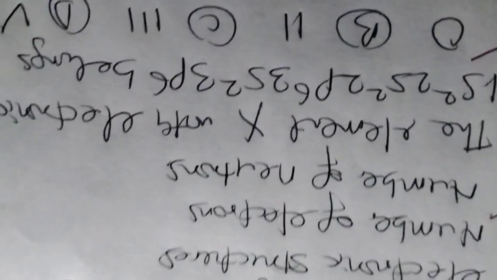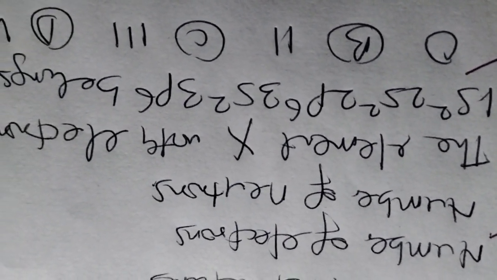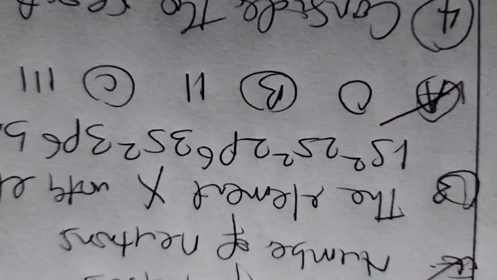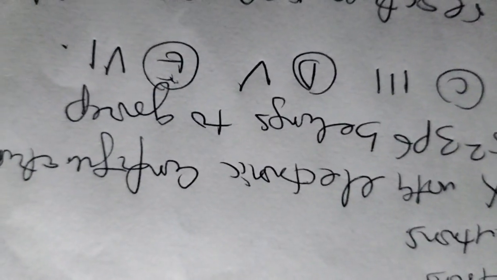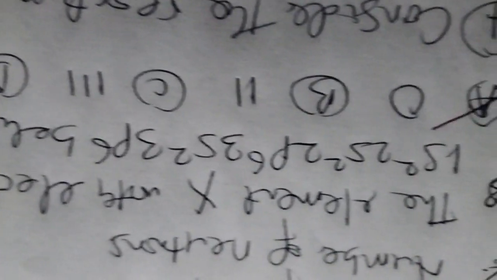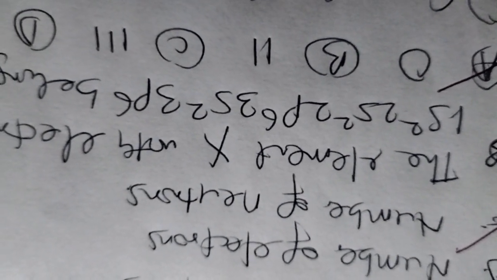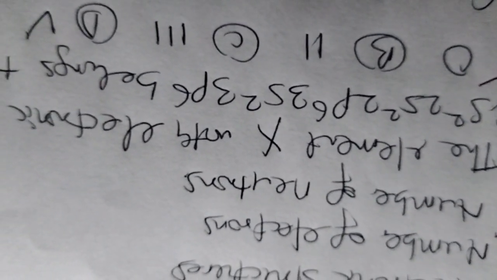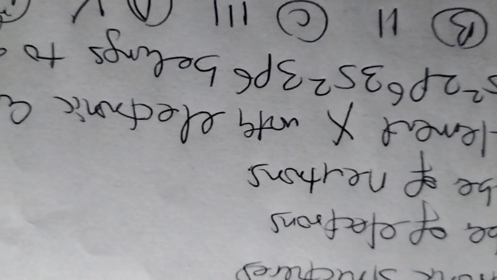Number 3. An element S with electronic configuration of 1s2, 2s2, 2p6, 3s2, 3p6 belongs to group option A 0, option B 2, option C 3, option D 5, and option E 6. The answer is option A 0, because you add the exponents: 2 plus 2 plus 6, 10 plus 2, 12 plus 6, 18. That element has a complete atomic orbital, so it is a group 0 element.